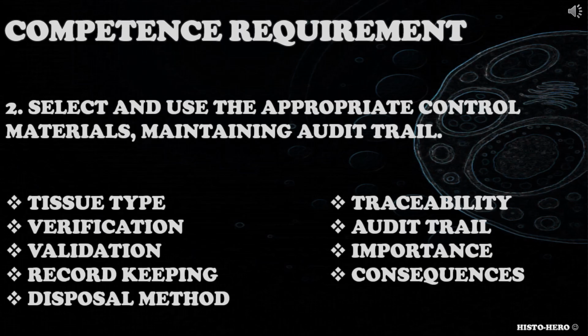The second competence requirement is select and use the appropriate control materials, maintaining appropriate audit trail. Candidates should be able to select and use correct control material for demonstration methods and maintain audit trail. Does the candidate use correct control material for relevant demonstration method? Do they maintain correct audit trail for control material used? Do they produce appropriate control material for each demonstration method?